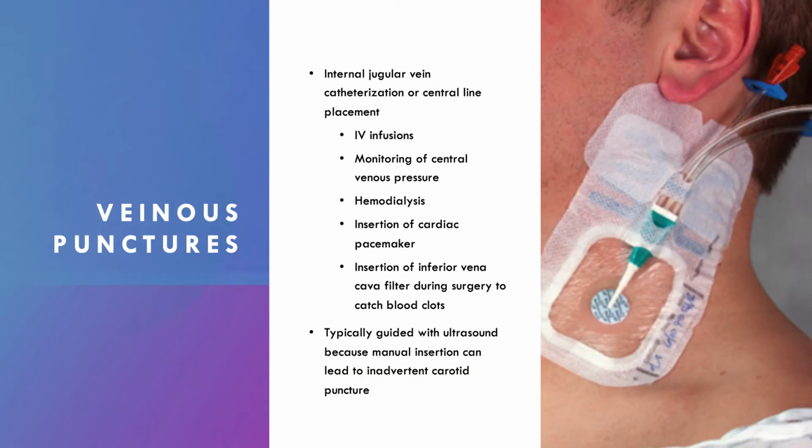Okay, so now I'll move on to some venous punctures. The main reason that you would want to puncture the veins of the neck for clinical purposes would be for internal jugular vein catheterization or central line placement. The reason that you would do this is for IV infusions, monitoring of the central venous pressure, hemodialysis, insertion of cardiac pacemakers, or the insertion of the inferior vena cava filter during surgery. And this is done to catch blood clots during a surgical operation.